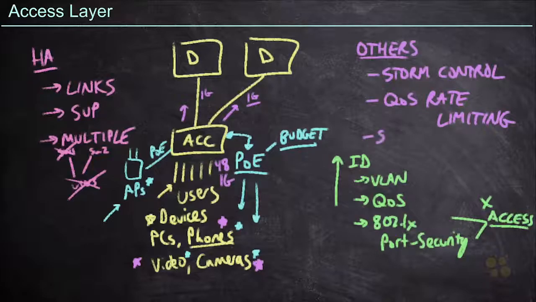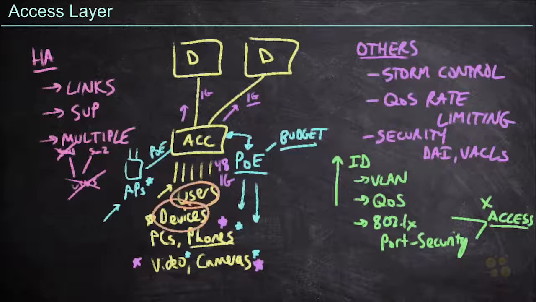On top of that, we have security parameters that we can configure, such as dynamic ARP inspection and VLAN access control lists, or VACLs. So ultimately, when we're looking at the access layer, we need to make sure that we're doing everything we can to get our users and our devices securely and redundantly attached to the network.